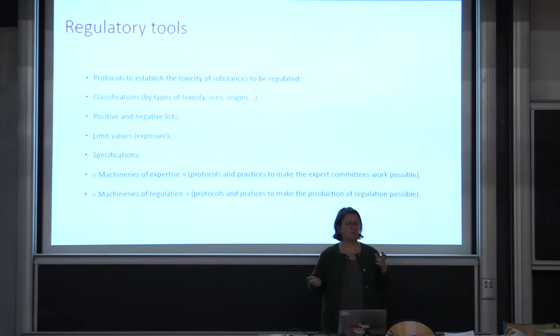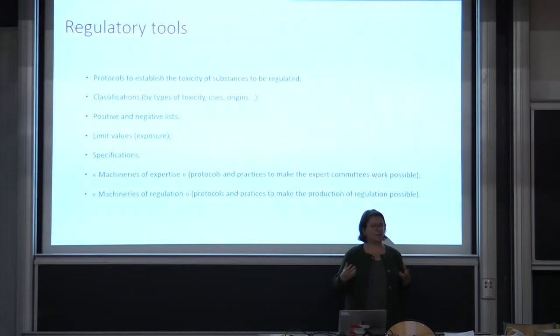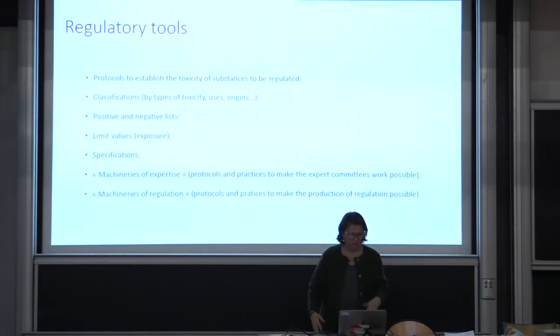It's quite important because not all the methods have the same sensibilities, and so are not able to be as precise to detect quantities, et cetera. And you can do a lot by choosing different types of methods. And what I will present is the machinery of expertise and all the machineries of regulation, so what ends up in an actual regulation.